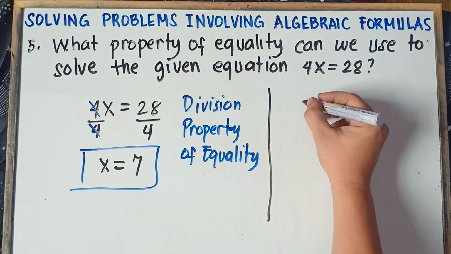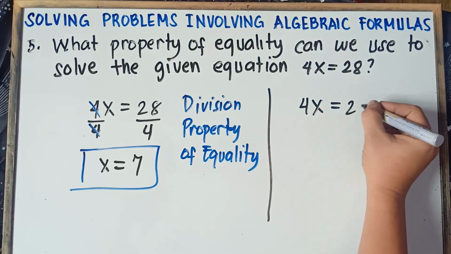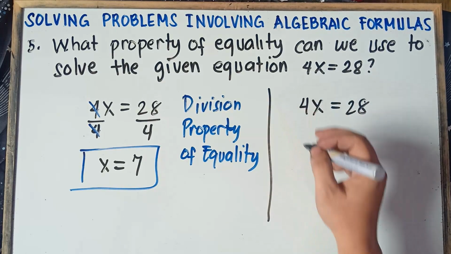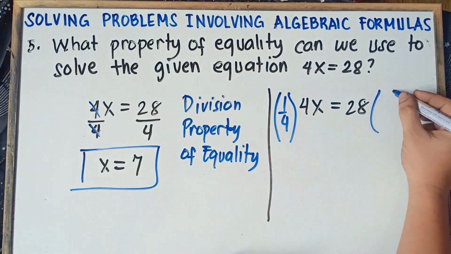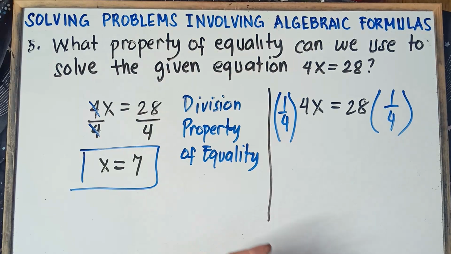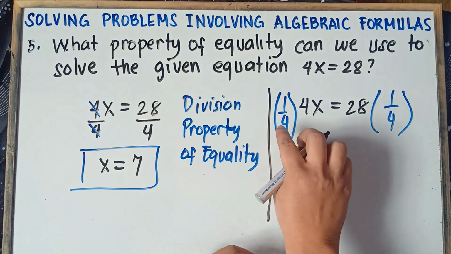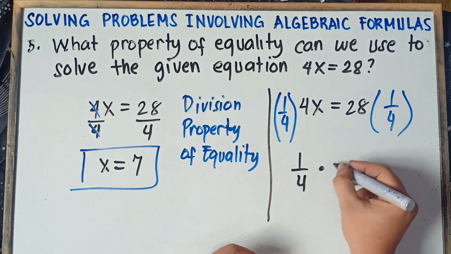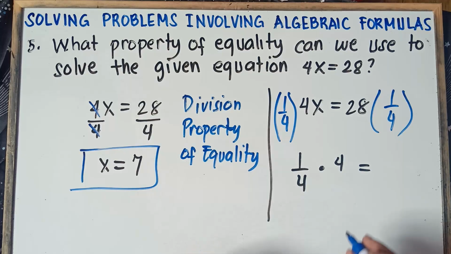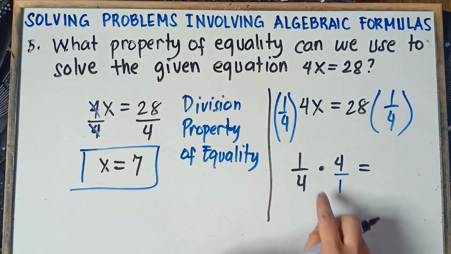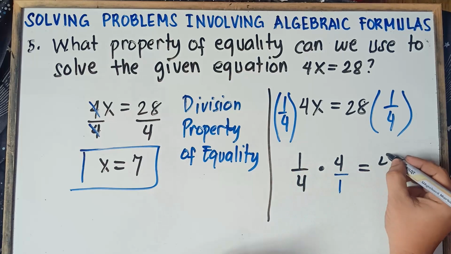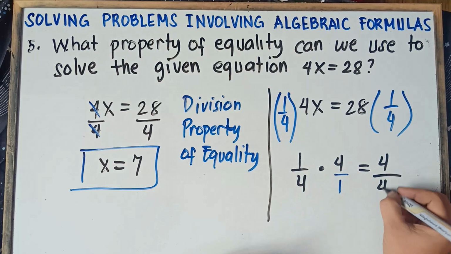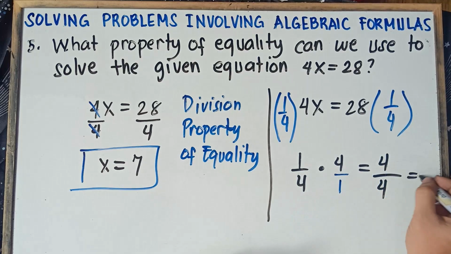Let me copy the equation. 4x equals 28. We can multiply both sides by 1/4. We can multiply both sides by 1 over 4. Because 1/4 times 4, once again, class, 1/4 times 4. Understood that there's 1 here for the denominator of any whole number. So once again, 1/4 times 4, 1 times 4, multiply the numerators. 1 times 4, that would be 4. 4 times 1, that would be 4. 4 divided by 4, that would be equal to 1.